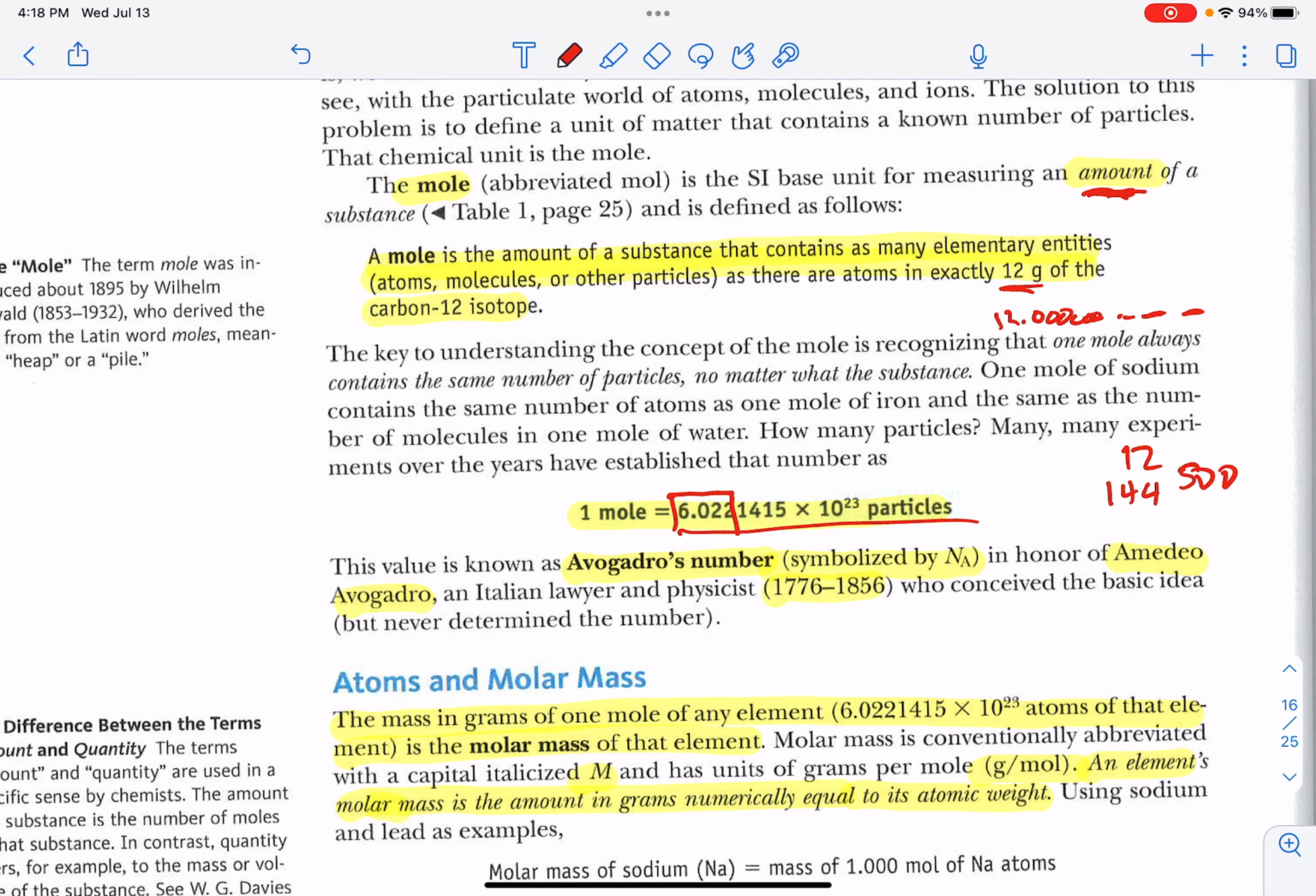That will get you through 99% of the math that you need to do with the mole this year. 6.022 times 10 to the 23rd particles in a mole. Call this Avogadro's number, not to be confused with avocados. Okay? And again, this comes out of the late 18th, early 19th century.